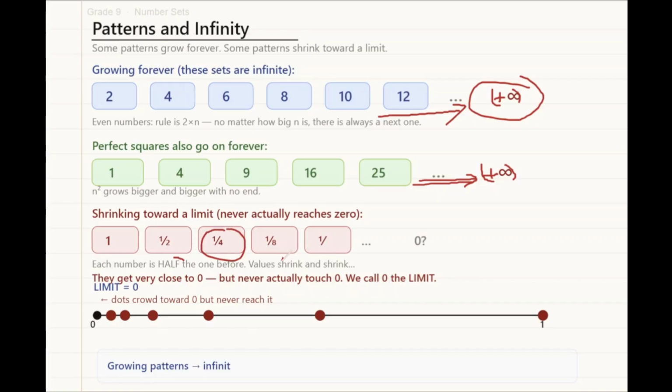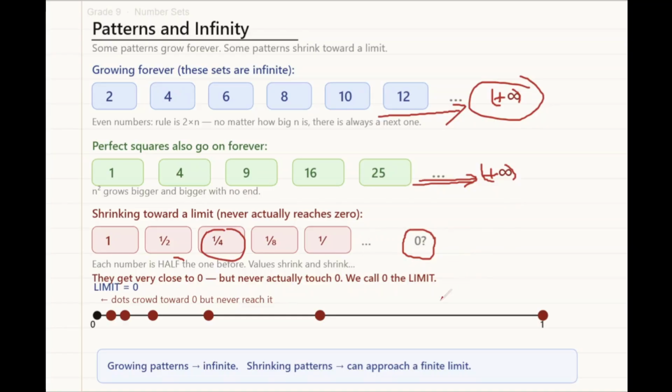So this is shrinking and the value is getting closer and closer to 0, but it never reaches 0. So here we say that the limit of this pattern is 0. This idea where a pattern gets close to a fixed value forever is called a limit. In this case, the limit of this pattern is positive infinity.